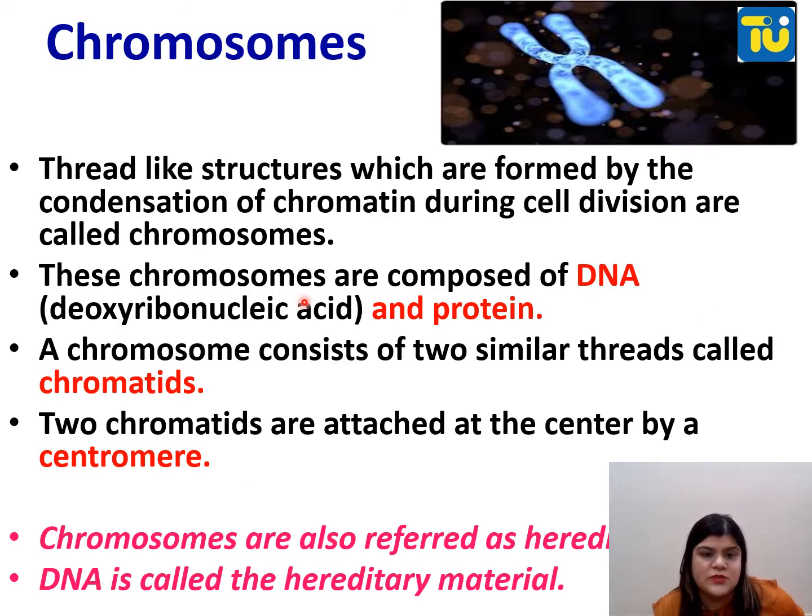Chromosomes. Chromosomes are thread-like structures formed by the condensation of chromatin during cell division. Chromosomes are composed of DNA and protein. DNA stands for deoxyribonucleic acid. A chromosome consists of two similar threads called chromatids. The two chromatids are attached at the centromere, and chromosomes are also referred to as hereditary vehicles. DNA is called the hereditary material.